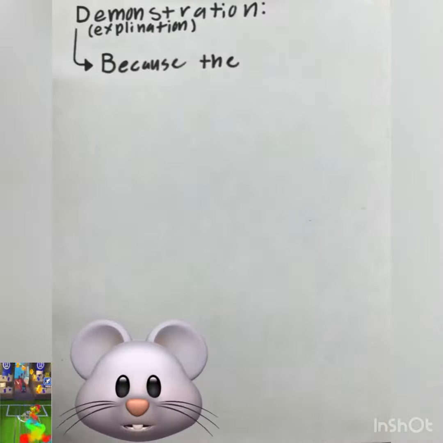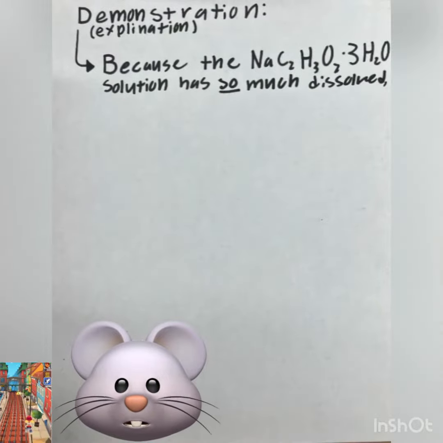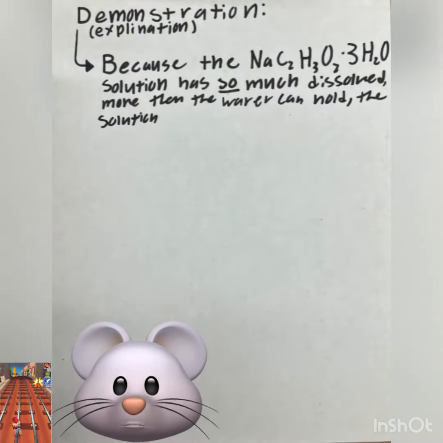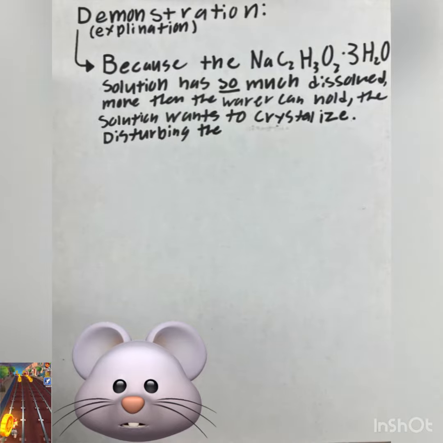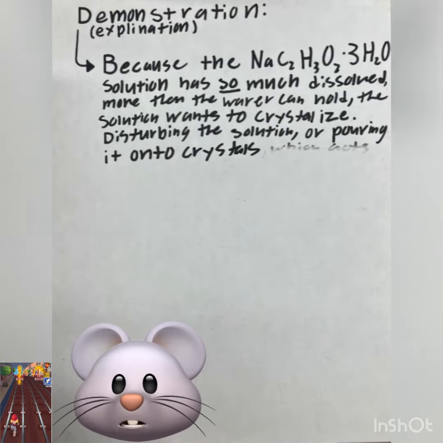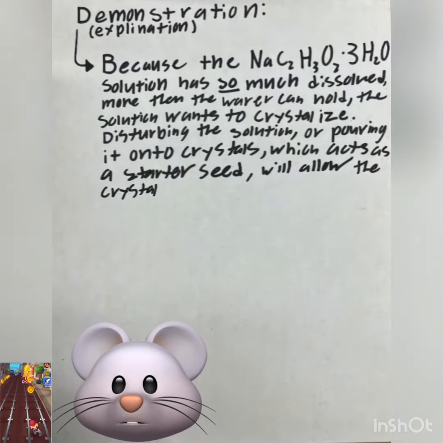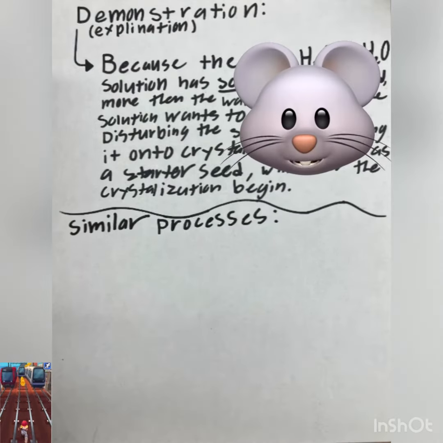Demonstration explanation. Because the sodium acetate trihydrate solution has so much dissolved, more than the water can hold, the solution wants to crystallize. Disturbing the solution, or pouring it onto crystals, acts as a starter seed, which will allow the crystallization to begin.